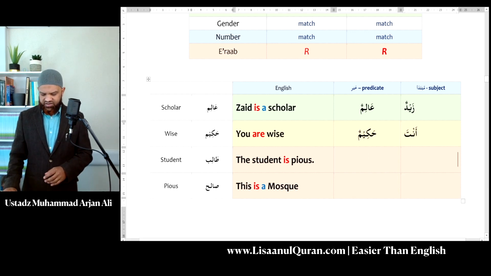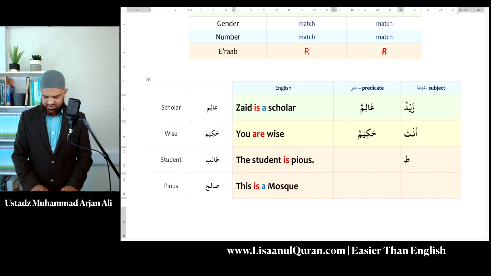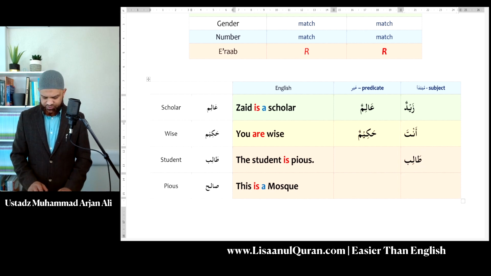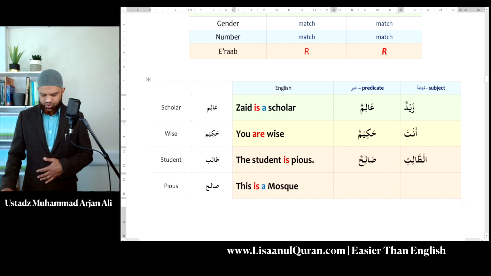Next sentence I need to say, the student is pious. Now, the word for student in Arabic is talib. Now, I cannot put talib there. It has to be definite. So because it is a common noun, I have to put al in front to make that definite. So it'll be at-talibu, because it must also be in the rafa status. So at-talibu, the student. And what about the student? Pious. So the word for that is salih, and it needs to be in the rafa, salihun. I hope this is easy, inshallah ta'ala, and is making sense for you. So we made the third sentence.